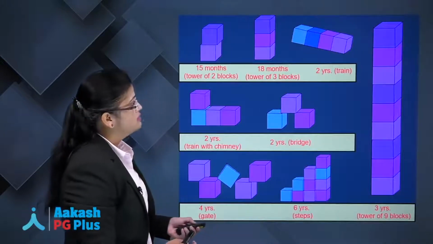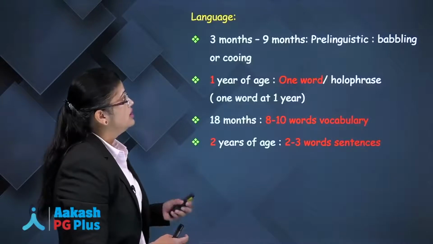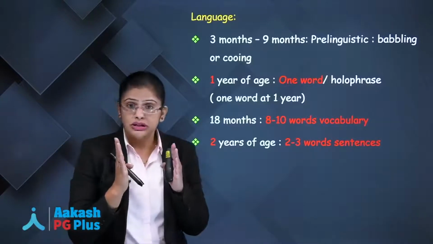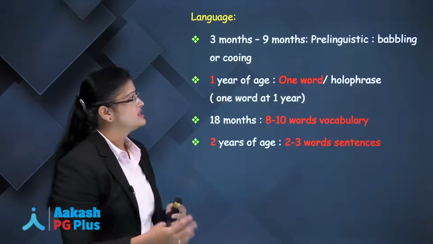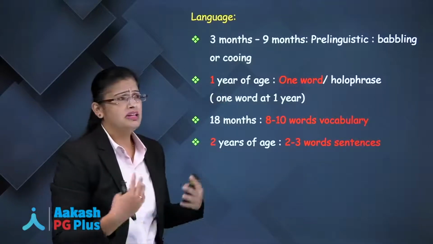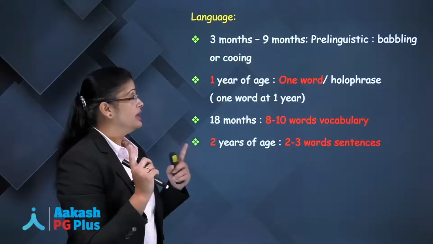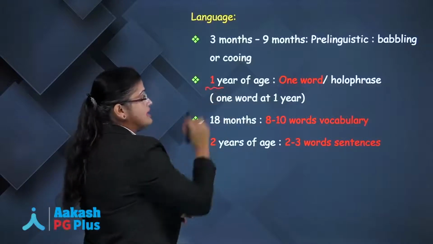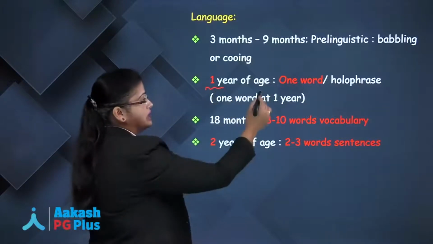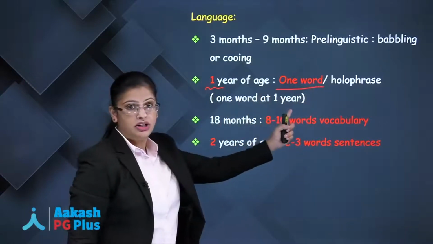So these are the blocks as well. And then coming on to the language. Till the time the child is 9 months of age, he will have some pre-linguistic language skills. These are babbling or cooing sounds. But again, you can remember the important milestones. By the time the child is 1 year of age, he can use one word. So one word at 1 year of age.